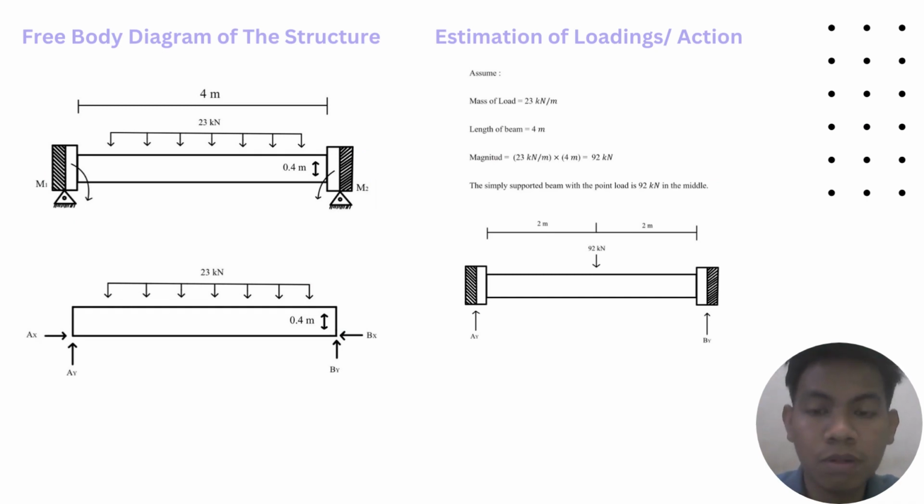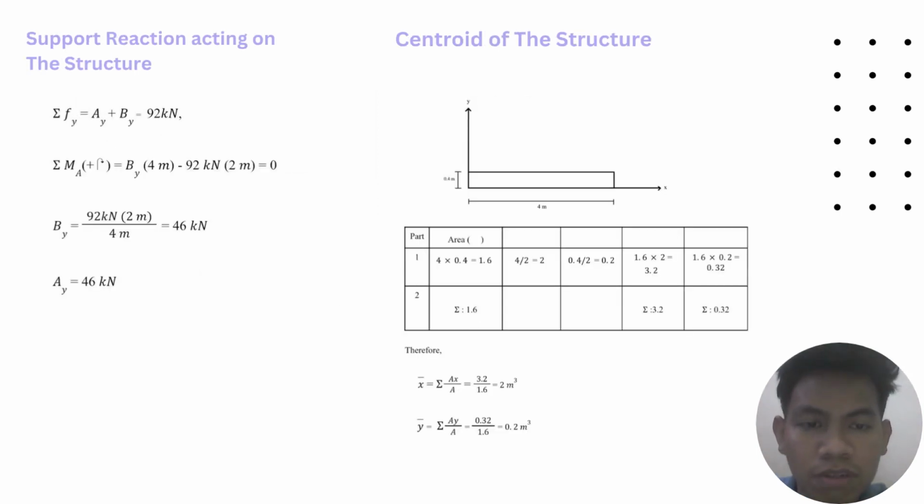Next, I'm going to present the free body diagram of the structure. As we can see, the figure shows the free body diagram being drawn. So the beam consists of 4 meter length times 23 kilonewton per meter. So we get a uniform distributed load of 92 kilonewton. The support reaction of the structure at moment A, as we can see on the slide, after being calculated, all we get is 46 kilonewton at By and 46 kilonewton at Ay.